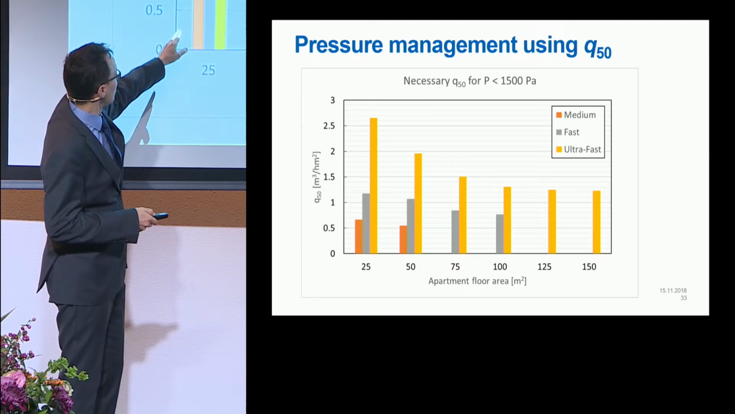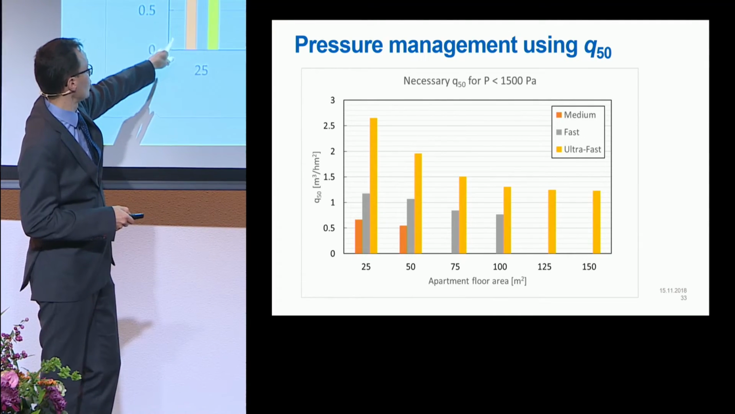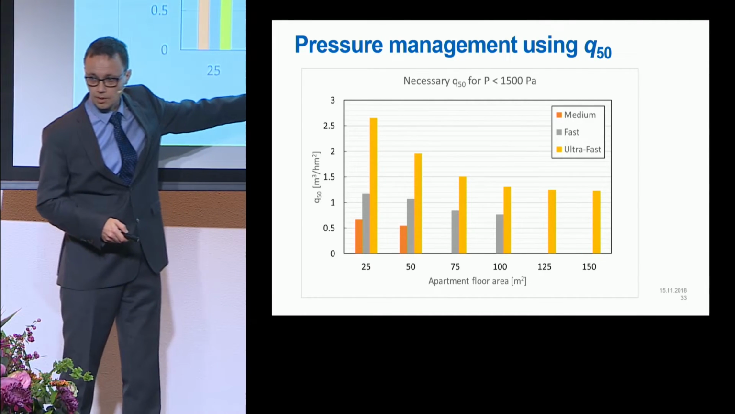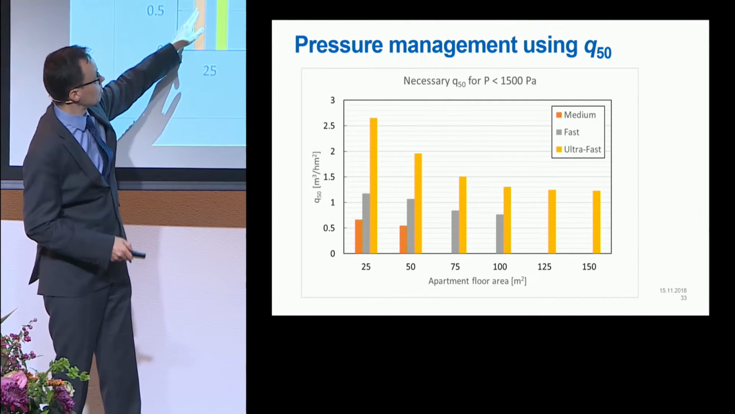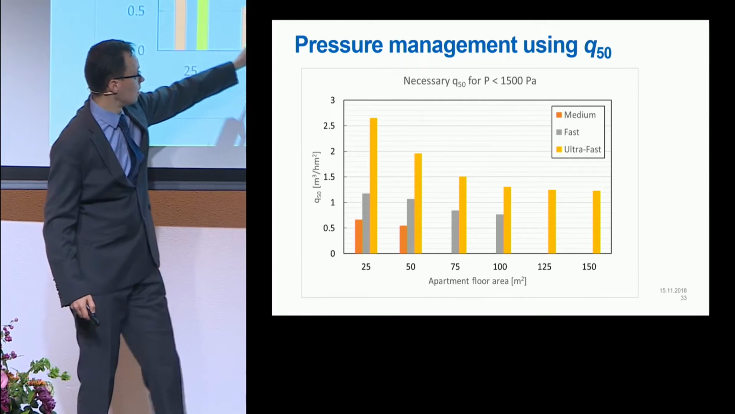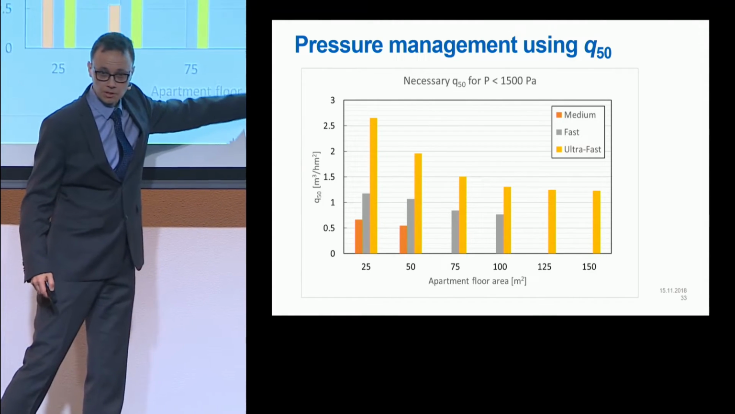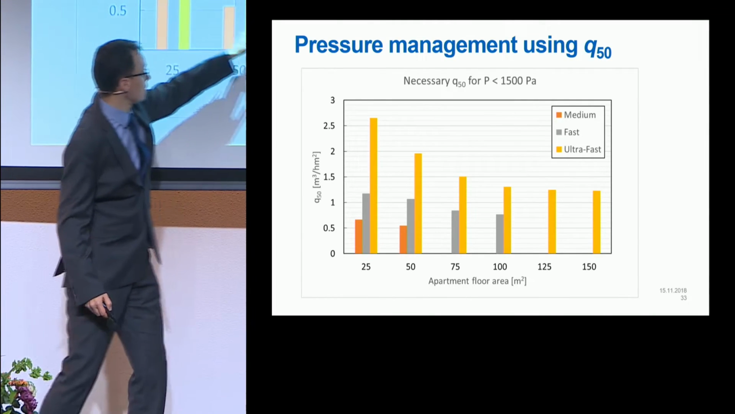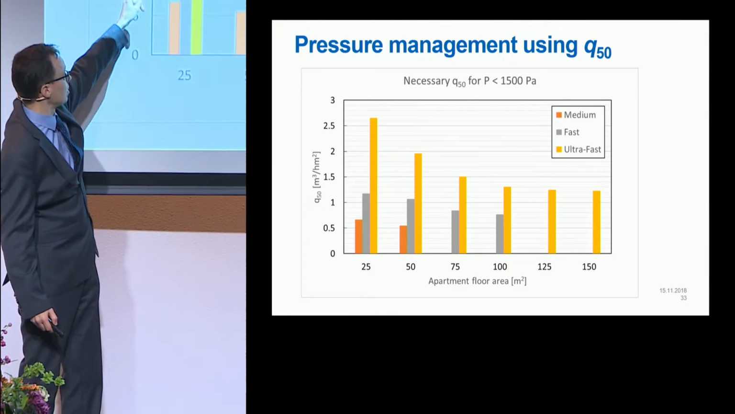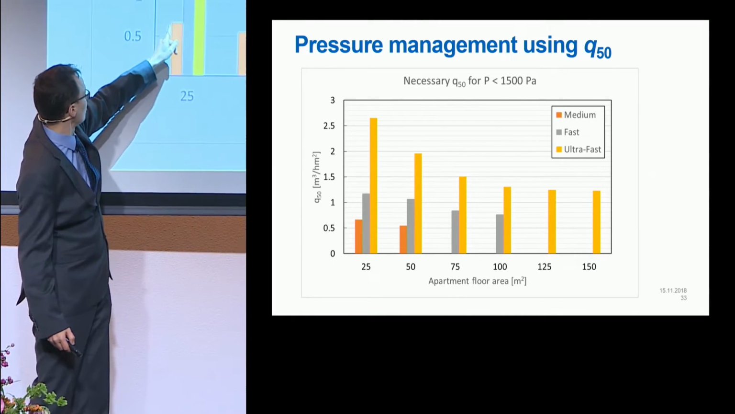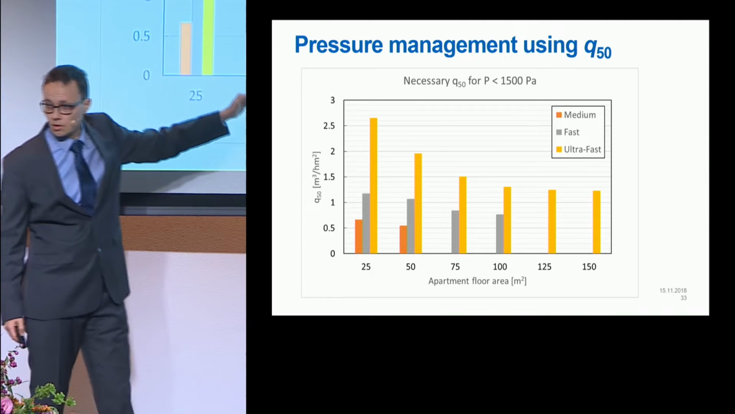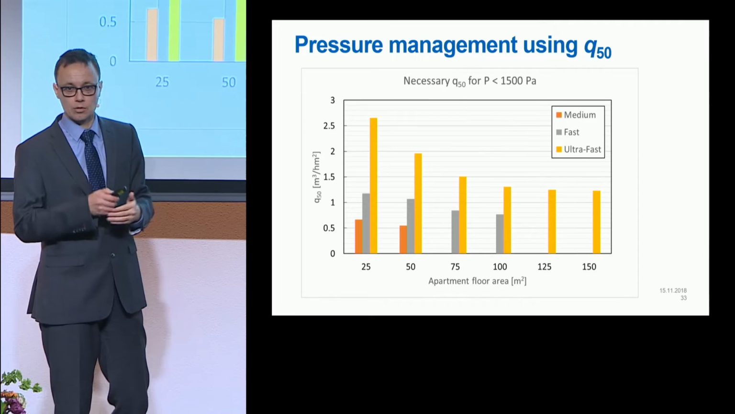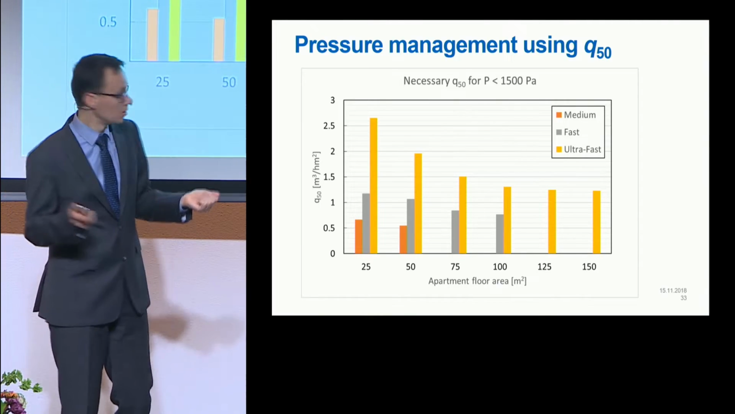For medium fire, we observe 1500 Pascal pressures only in small apartments. If we go to fast fires, 100 square meter apartments show the high pressures, and we need Q50 from 0.7 to about 1, above the passive house level, in order to make sure that structural damages don't occur.